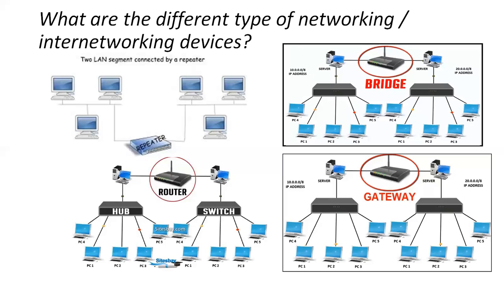The third one is the router. They relay packets among multiple interconnected networks, that is, LANs of different type. They operate in the physical, data link, and network layers. They contain software that enables them to determine which of the several possible paths is the best for a particular transmission. The fourth one is the gateway.